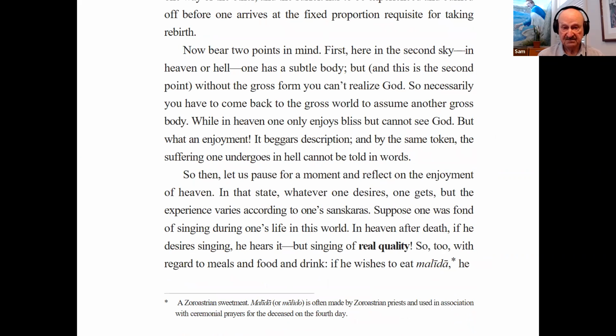Now, bear 2 points in mind. First, here in the second sky, in heaven or hell, one has a subtle body. But, and this is the second point, without the gross form, you can't realize God. So necessarily, you have to come back to the gross world to assume another gross body. While in heaven, one only enjoys bliss, but cannot see God. But what an enjoyment! It beggars description. And by the same token, the suffering one undergoes in hell cannot be told in words.